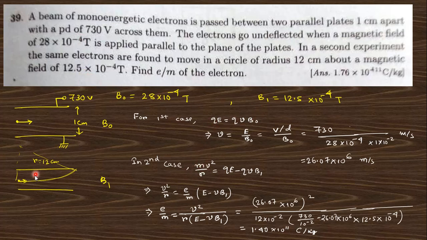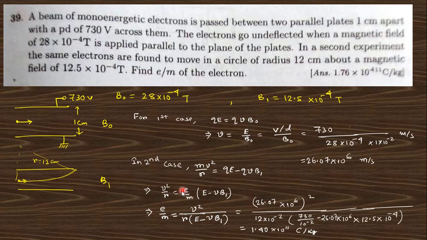So that's why this centripetal force is supplied by QE minus QVB1, as the magnetic field is reduced. That means this part will be reduced. So from here you will get this value. This Q is nothing but e, the electronic charge, and M is the mass of the electron. Just put in this value and you will get this answer.